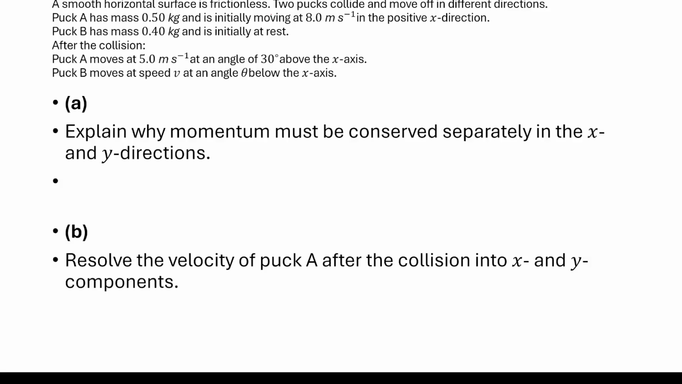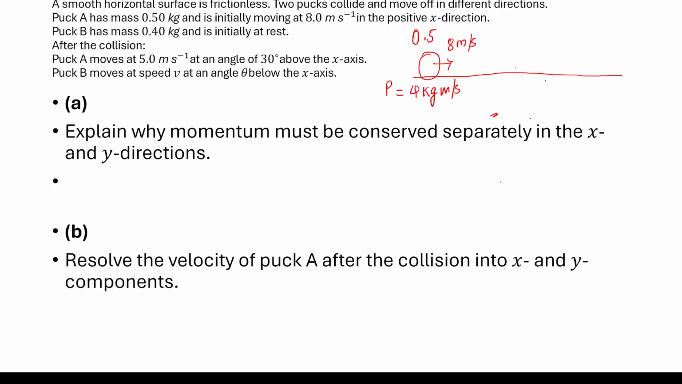A smooth horizontal surface is frictionless. So this horizontal surface is frictionless. 2 pucks collide and move off in different directions. Puck A has mass 0.5 kg. So I'm going to first make an x direction. So I have a puck which is 0.5 kg and is initially moving at 8 meters per second. So I'm going to calculate the initial momentum here, which is 8 times 0.5 is 4 kg meters per second.